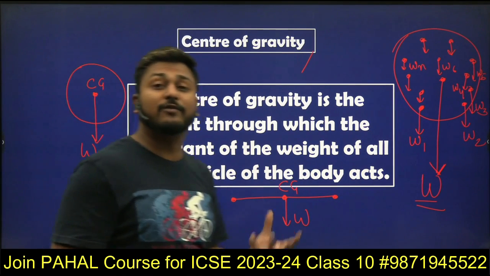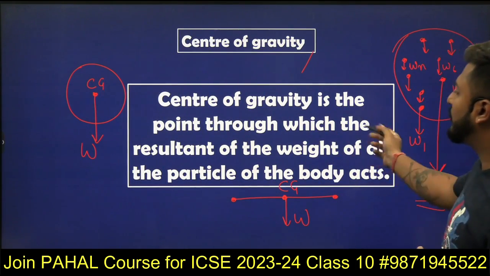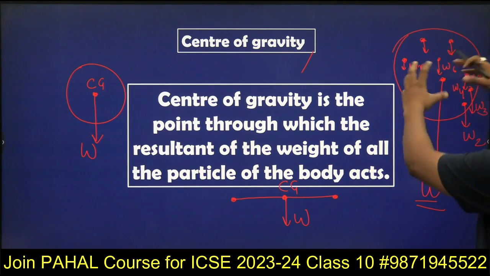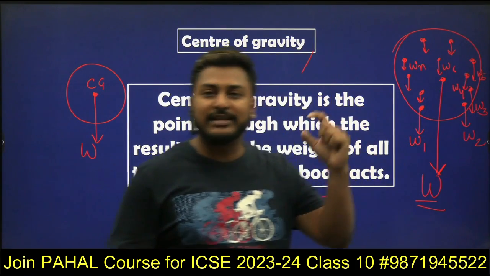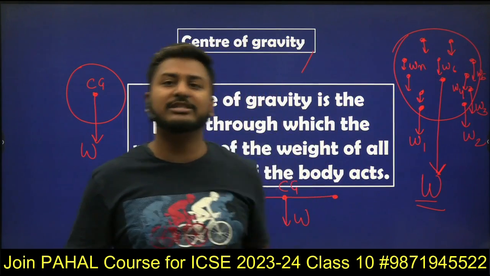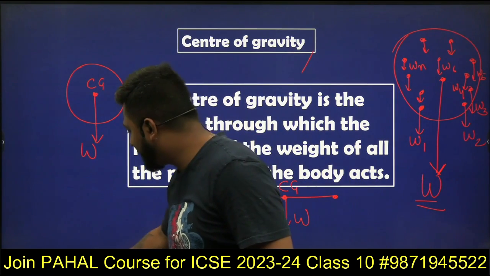So here the center of gravity will change, right? So center of gravity is the point through which the resultant of the weight of all the particles of the body acts. So if we add the weights of all these points, the resultant weight that comes, we imagine it at one point, and that point is known as center of gravity. I hope that is clear to you, right? Okay, let's move to the next part.